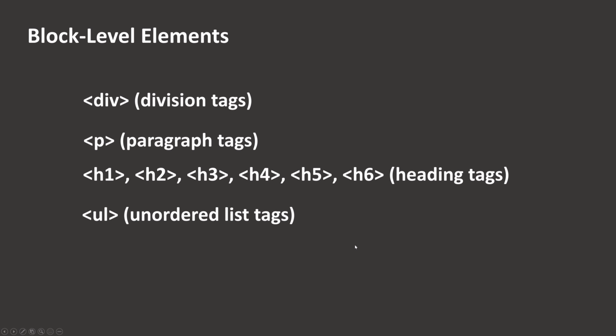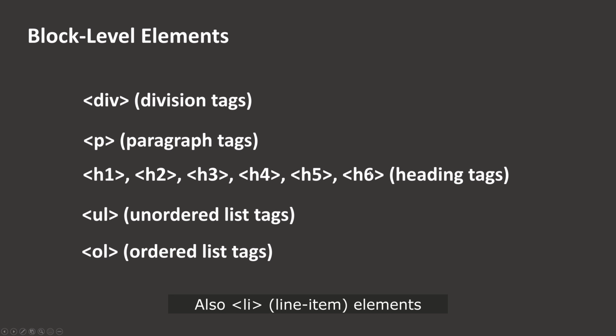All right, unordered lists, they are also block level elements. And ordered lists, they are block level elements. Okay. And then comes inline elements.